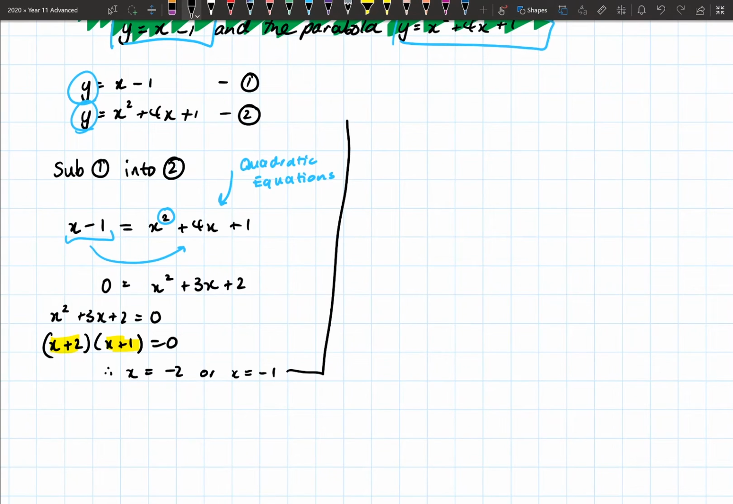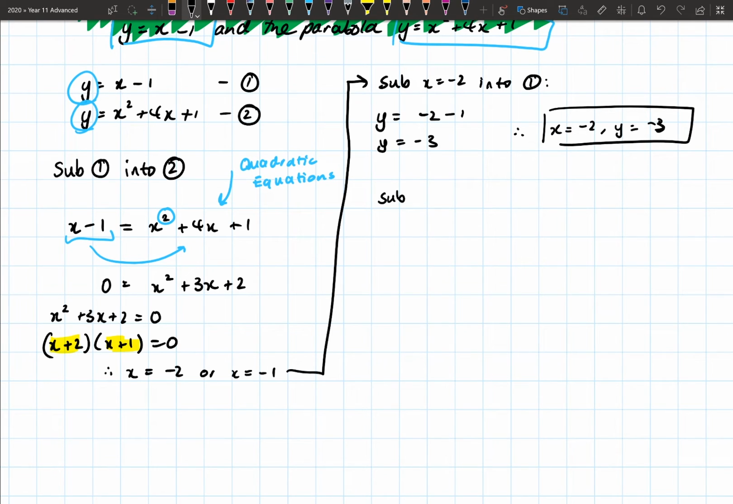Now that I've done that, what do I need to do? Well, I need to sub them back into one of the equations. I'm going to sub x equal to minus 2 into equation number 1. And so when I do that, I get y is equal to minus 2 minus 1. y is equal to minus 3. So therefore, my first solution is x equal to minus 2, y is equal to minus 3.